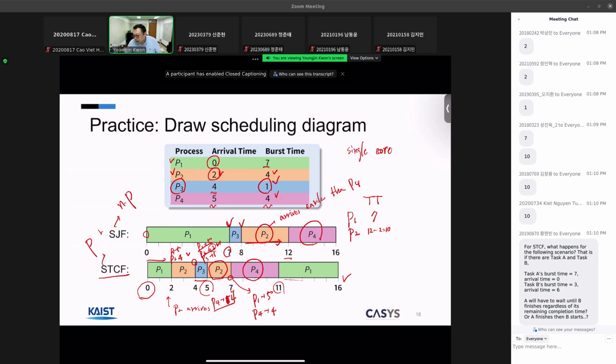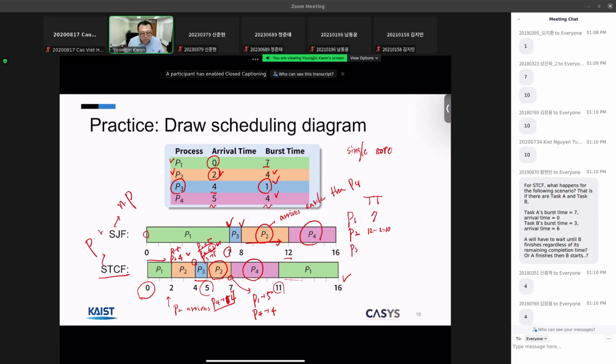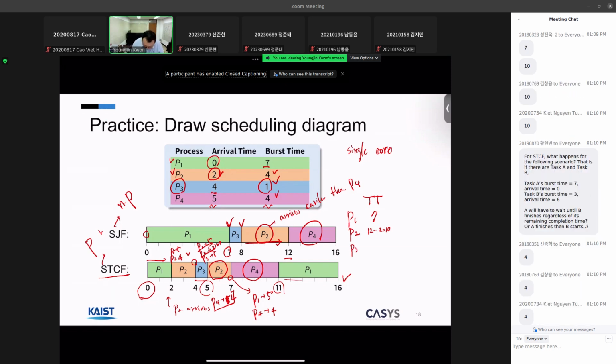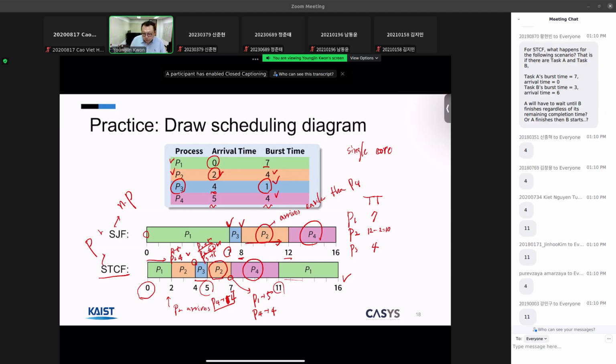Okay, Hyunbin, I will get into your question later. Okay, good. P3 turnaround time. Finished at 8, arrived at 4. So 4. P4, 11.